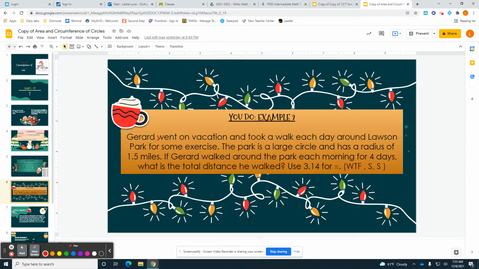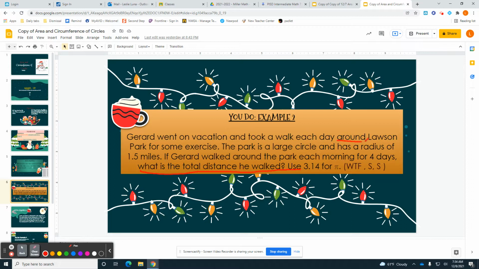All right, so you're back, and you should have completed this you do. It says Gerald went on vacation and took a walk each day around Lawson Park for some exercise. The park is a large circle and has a radius of 1.5 miles. If Gerald walked around the park each morning for 4 days, what is the total distance he walked? So we're going to underline our question. What is the total distance he walked? Right? And it says each day around.